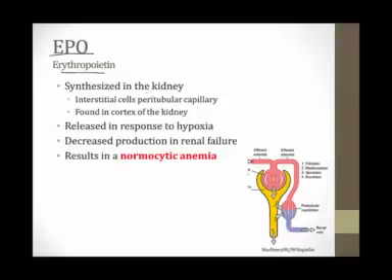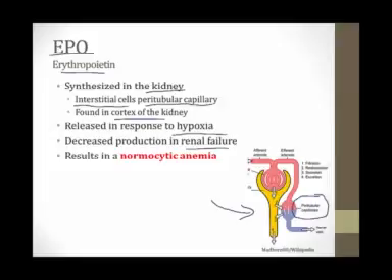EPO is synthesized in the kidney. Specifically, it's synthesized by interstitial cells of the peritubular capillaries. These are found in the cortex of the kidney. I've shown a drawing on the screen of a glomerulus, and next to the glomerulus you can find the peritubular capillaries. Interstitial cells around these peritubular capillaries will release erythropoietin. It's released in response to hypoxia, and there is decreased production when there is renal failure.